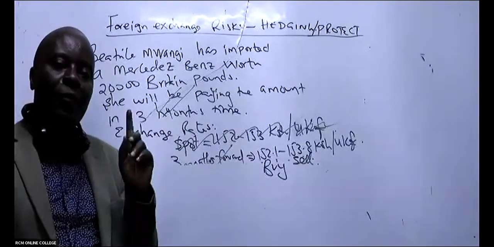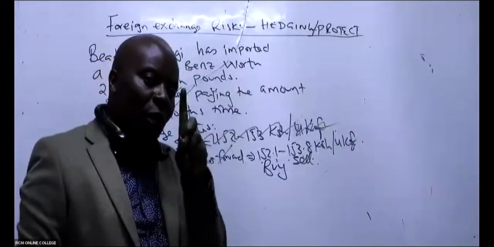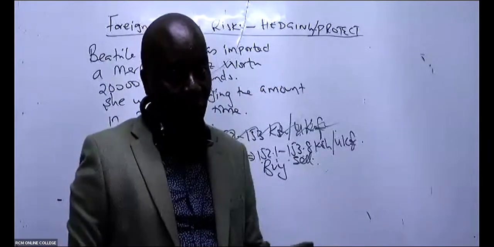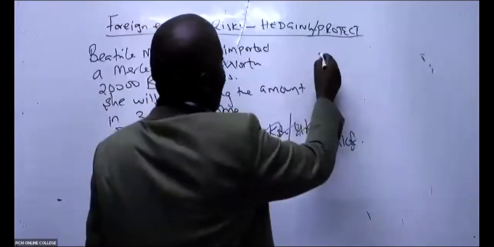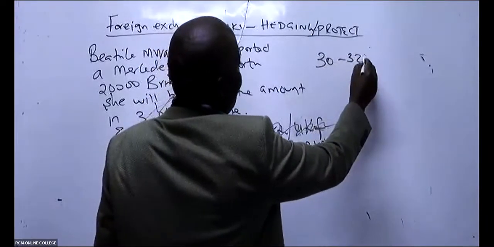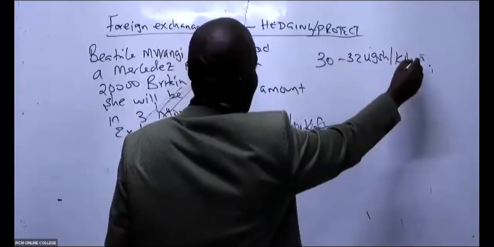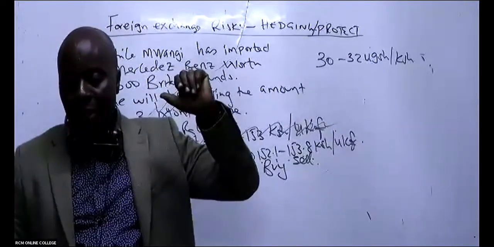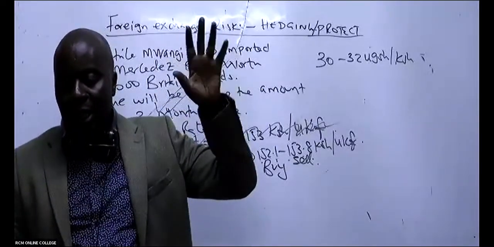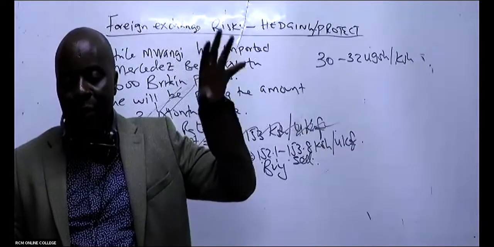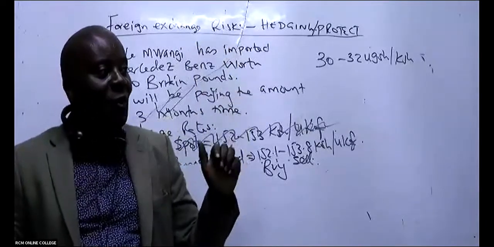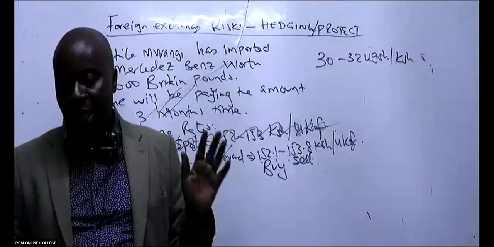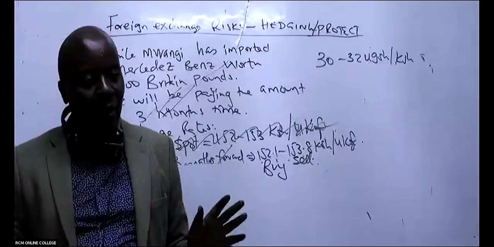So you must be very, very careful with the home currency. The position of the home currency is what matters. If you're given, for example, a range like this, 30 to 32 Uganda shillings per Kenya shilling, please tell me, between 30 and 32, which one will be the buying rate? Never think that the buying is always the smaller one. No, the buying will not always be the smaller one.